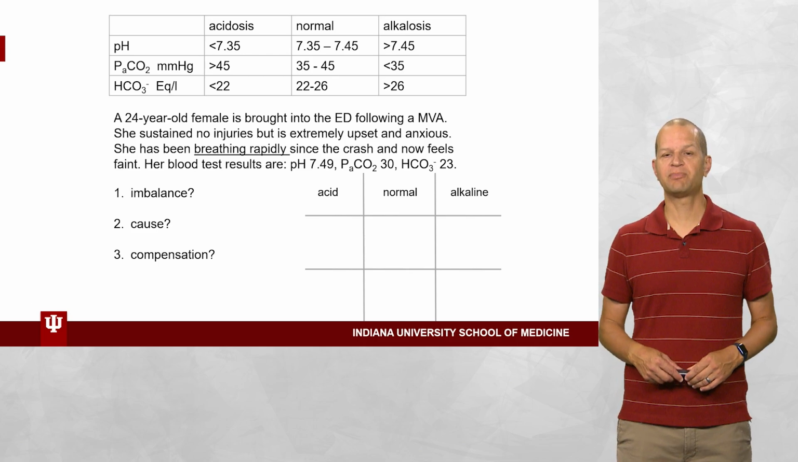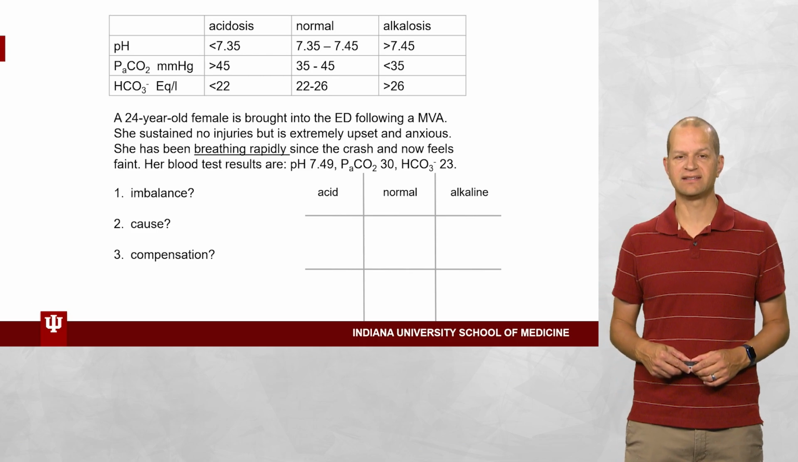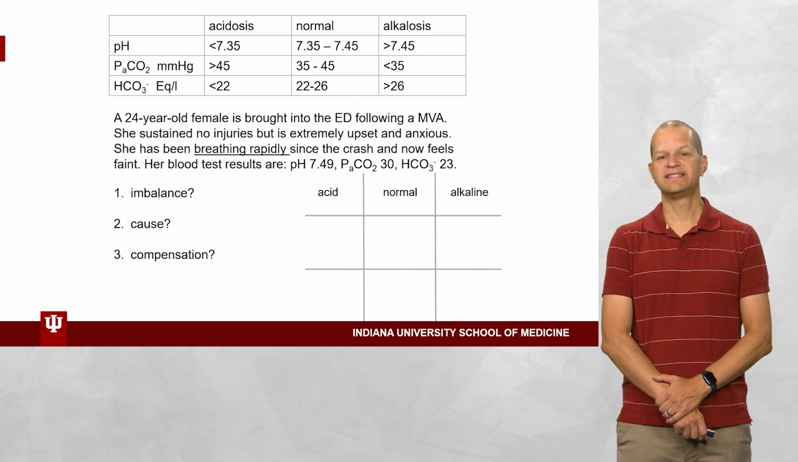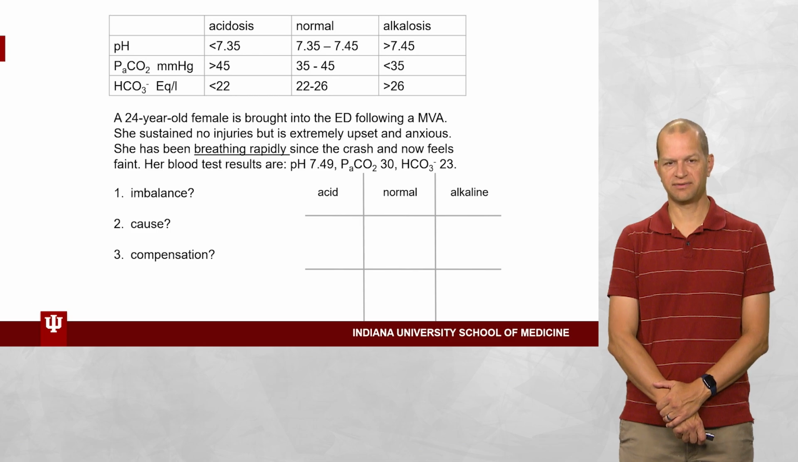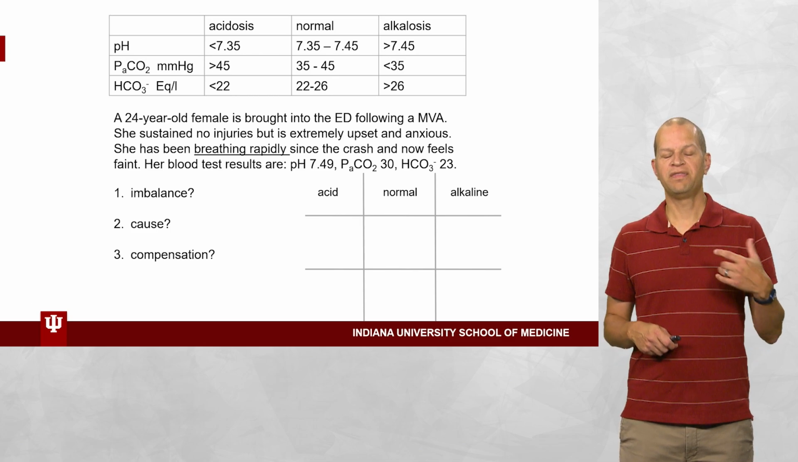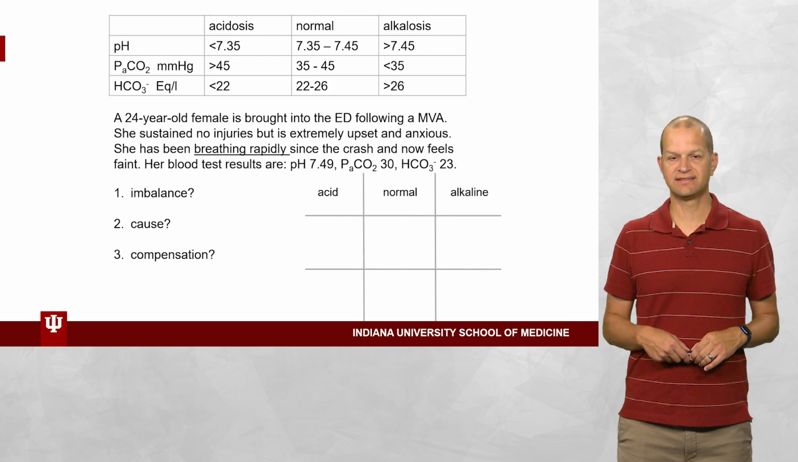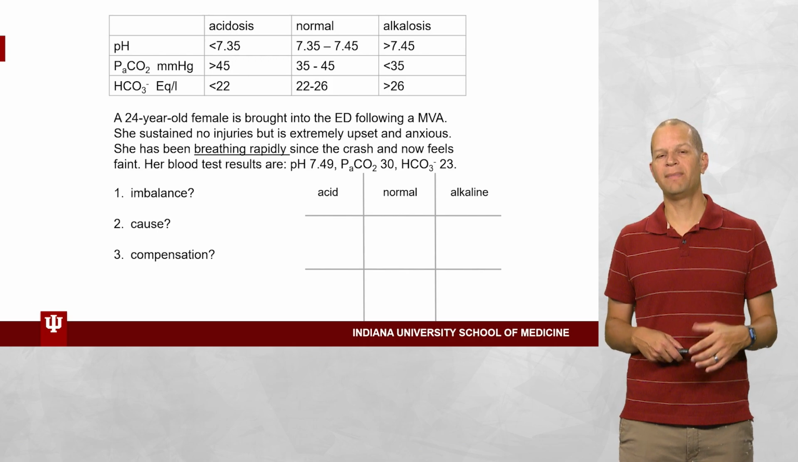She has been breathing rapidly since the crash and now feels faint. Her blood test results are as follows: a pH of 7.49, CO2 of 30, and bicarb of 23. One thing that I forgot to mention on the previous slide is that there will be times where I underline things. That will give you an idea of what might be going on.